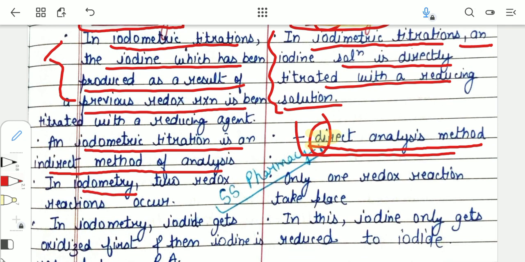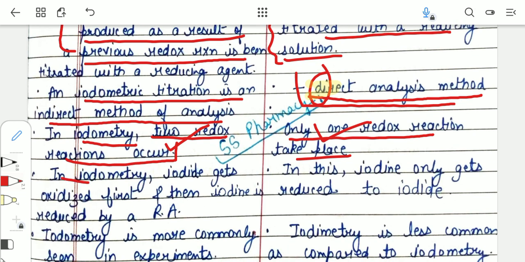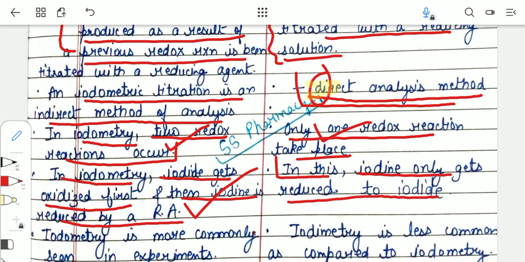So in iodometry, two redox reactions occur. Now I will explain how two redox reactions are occurring, and in iodimetry only one redox reaction takes place. The next part will explain how there are two and one redox reactions respectively. So in iodometry, iodide gets oxidized first to form iodine, and then that iodine is reduced by a reducing agent. So here two redox reactions are taking place, whereas in case of iodimetry iodine only gets reduced to form iodide. Okay, so this is how two and one redox reactions are taking place in iodometric and iodimetric titrations respectively.